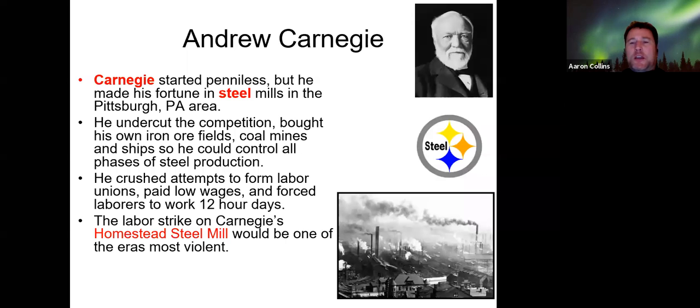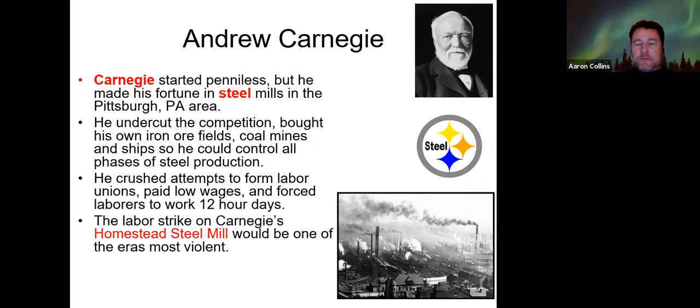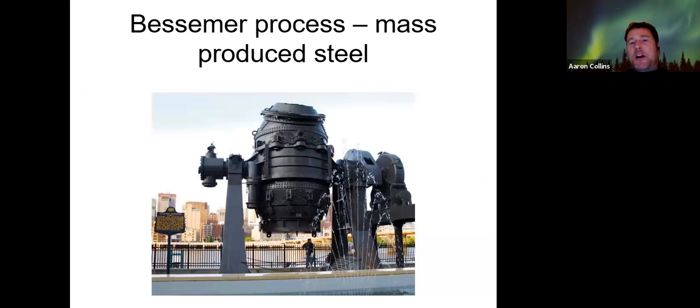So Carnegie, steel used to be very expensive, but Carnegie found a way to make it cheap and to mass produce it. And he did not invent the Bessemer process, but he took it and ran with it. What is the Bessemer process? It was a way to mass produce steel to make it affordable.